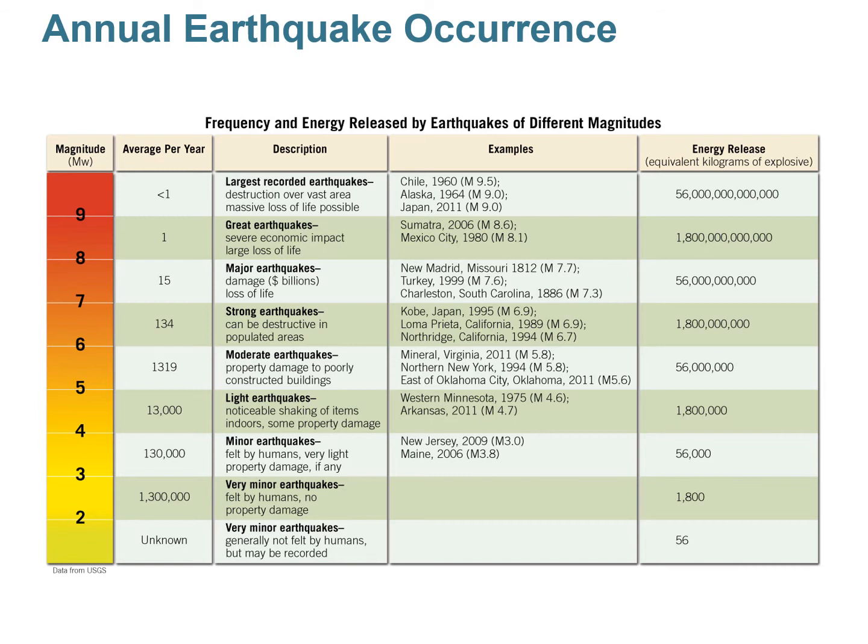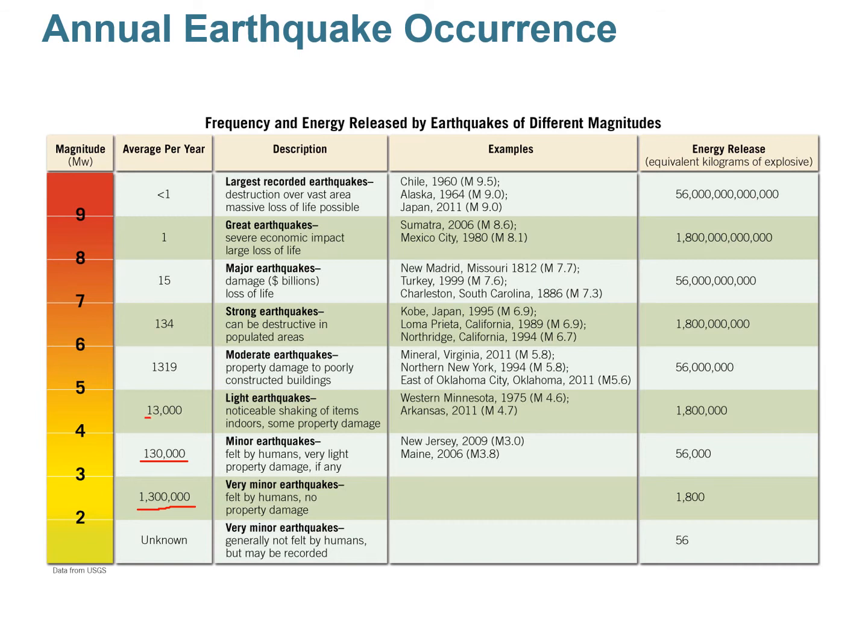Okay, if you go down to the lower magnitude earthquakes, between 2 and 3, there's 1.3 million earthquakes every year. So that's more than a few a day in different parts of the world. This is globally. Between 3 and 4, this is when you start to feel it. These are minor earthquakes, 130,000 a year.